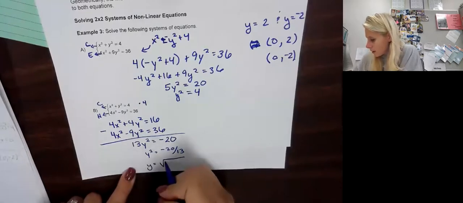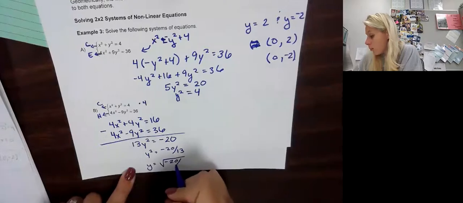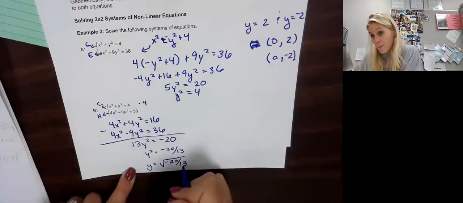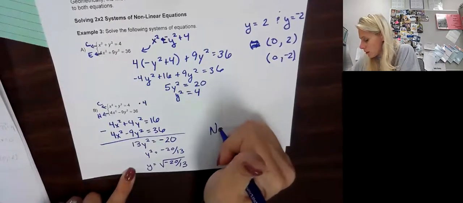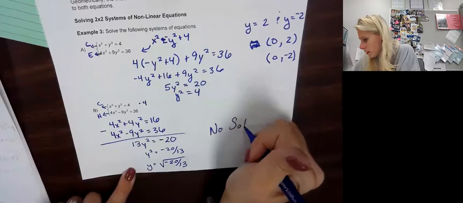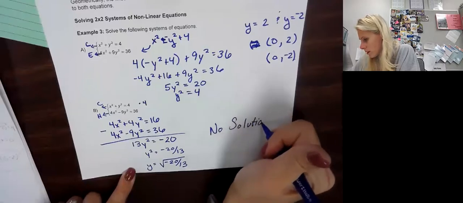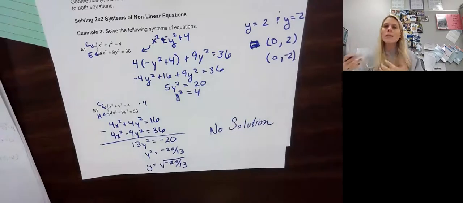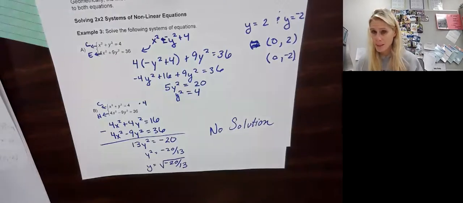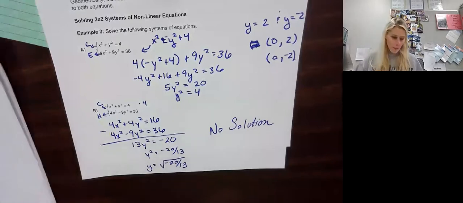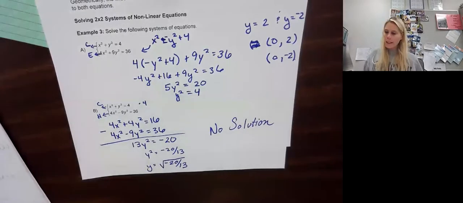What do you guys notice? Can we take the square root of a negative number? No, it's not possible. So this is no solution. So in nonlinear systems, it's not that the variables necessarily cancel out, but we come to a false statement, something that cannot happen. All right, so let's continue again if you want more practice.